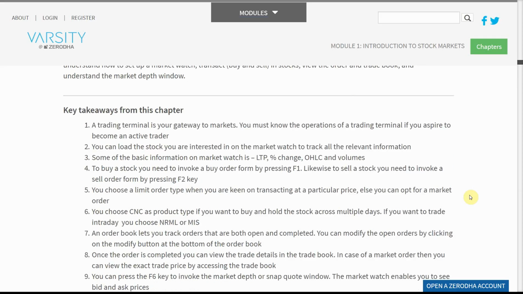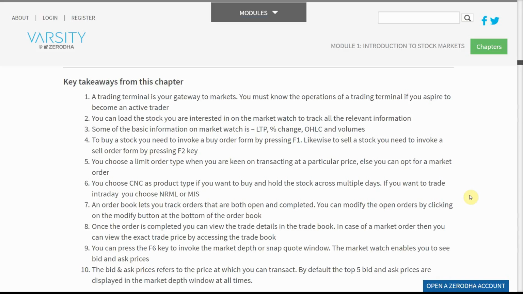Key takeaways from this chapter. A trading terminal is your gateway to markets. You must know the operations of a trading terminal if you aspire to become an active trader. You can load the stock you are interested in on the Market Watch to track all the relevant information. Some of the basic information on Market Watch is LTP, percent change, OHLC and volumes.